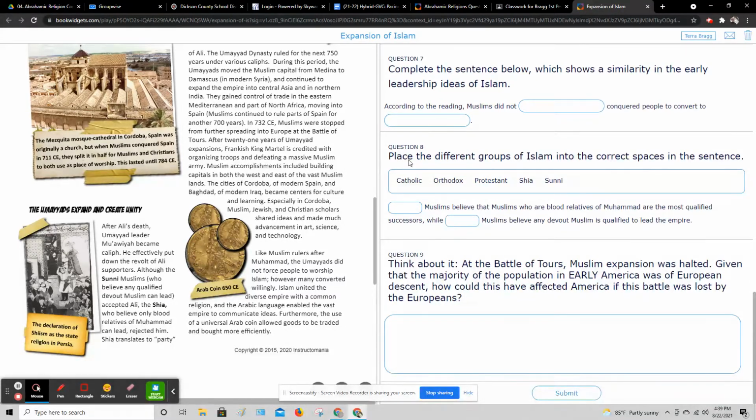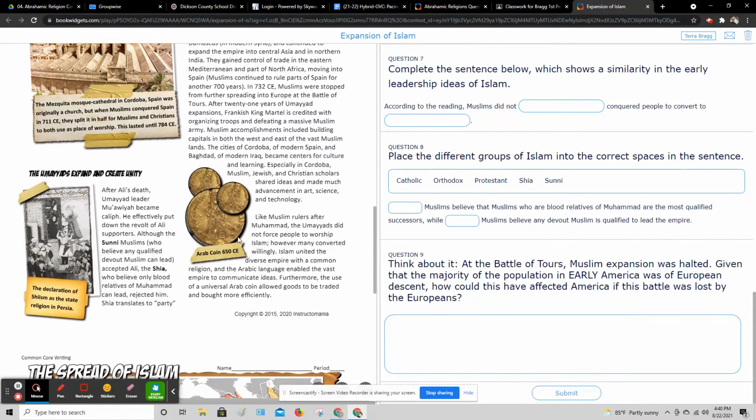Question number 8 is telling us to place the different groups of Islam into the correct spaces in the sentence. You only have 2 spaces and you have 5 options. So what were the 2 types of Islam and what was different about them? Blank Muslims believe that Muslims who are blood relatives of Muhammad are the most qualified successors, while blank Muslims believe any devout Muslim is qualified to lead the empire. All right, you can find that in the reading.